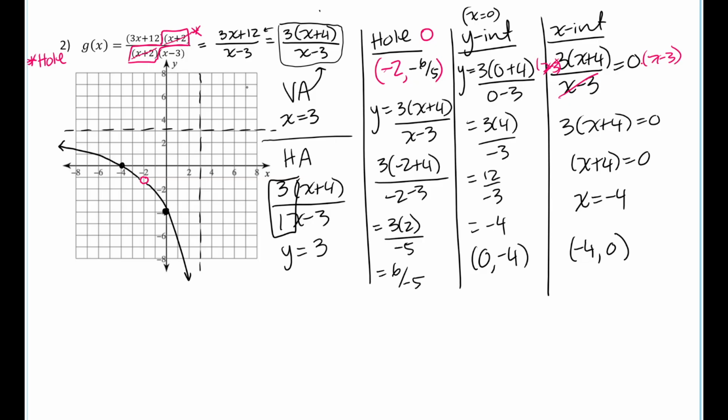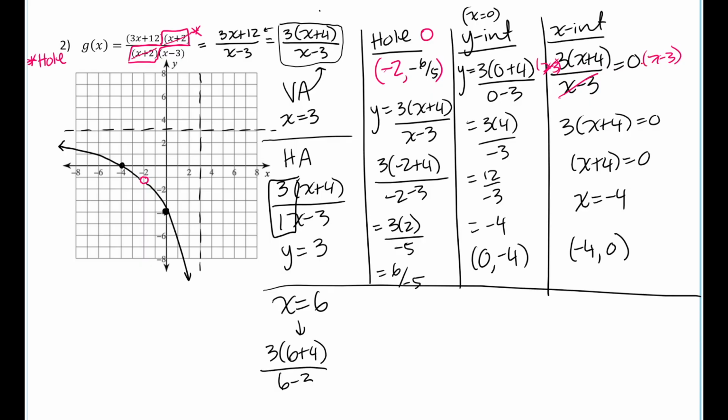Okay, but we do not have any points over here, and we know we should have some. So I'm going to go ahead and just plug in a couple of numbers. Let's see, how about 6 and 7? x equals 6. I'm going to plug that in. 3 times 6 plus 4 over 6 minus 3. So that would be 3 times 10 divided by 3. All right, so that's 10. Okay, so 6 comma 10, it's a little bit off. It would be up here somewhere.